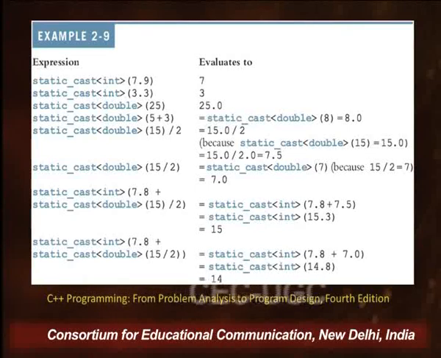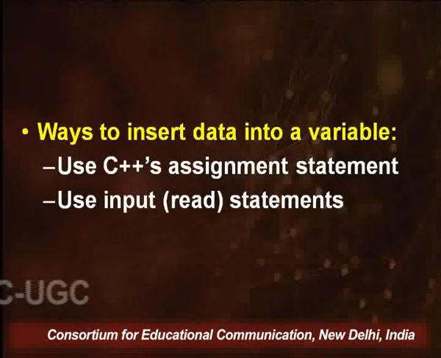If I give an expression within the brackets in order to change the value, the result of the expression will be typecast. For example, in the fourth scenario, static_cast double 5 plus 3. This 5 plus 3 will be evaluated first, that comes as 8, and then this 8 value will be changed to 8.0, which is a double value. In this way explicit casting can be used whenever required, or there can be implicit casting, which we have seen in the previous example.